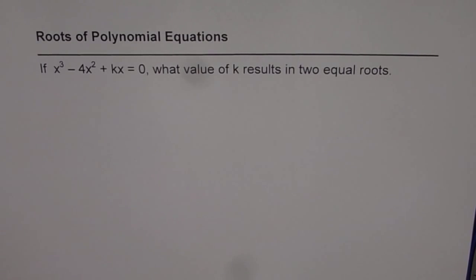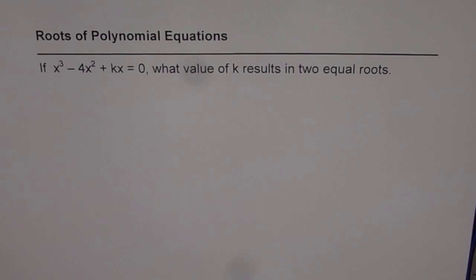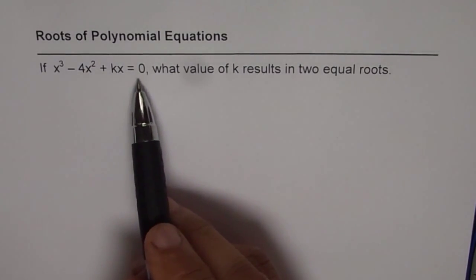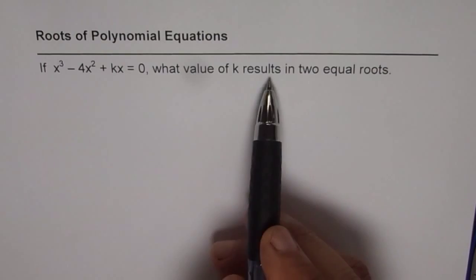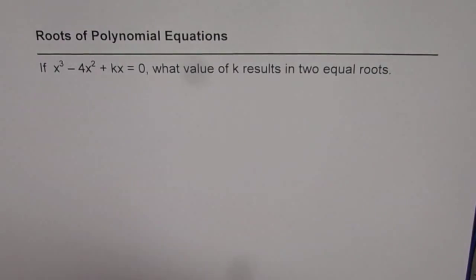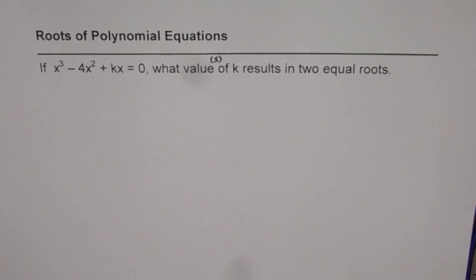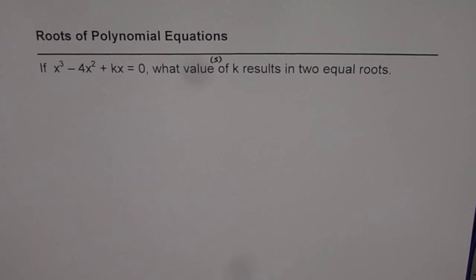I'm Anil Kumar, and here is an interesting question on roots of polynomial equations. We are trying to solve polynomial equations, and this question is, if x cubed minus 4x squared plus kx equals 0, what value of k results in two equal roots? There could be more than one value, so we'll write values. If x cubed minus 4x squared plus kx equals 0, what values of k result in two equal roots?